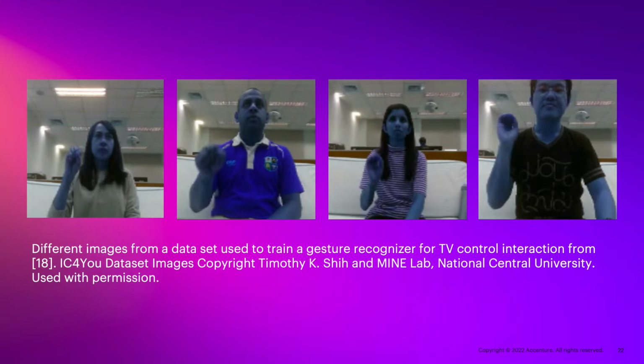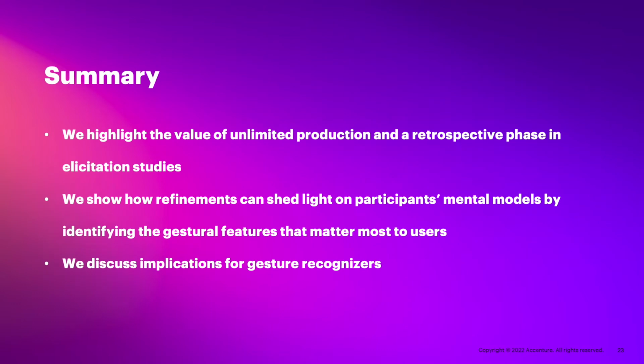These findings have direct implications for gesture recognition algorithms, the variety of the data they're trained on, and the way that data is labeled in supervised learning approaches. In this work, we highlight the value of unlimited production and a retrospective phase in elicitation studies. We show how refinements can shed light on participants' mental models by identifying the gesture features that matter most to users, and finally, we discuss implications for gesture recognizers.